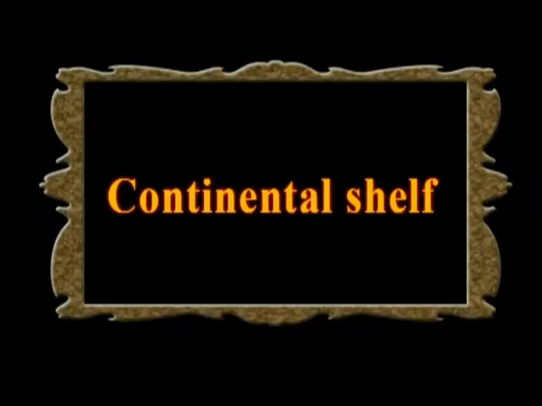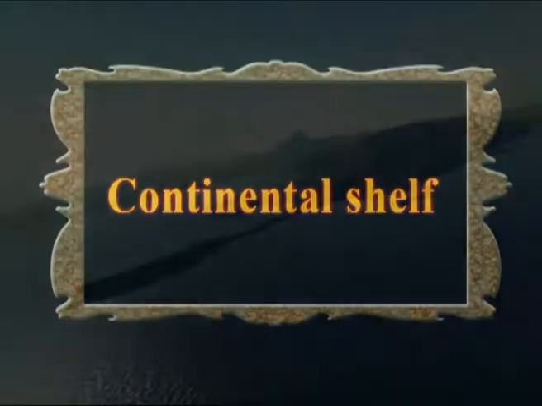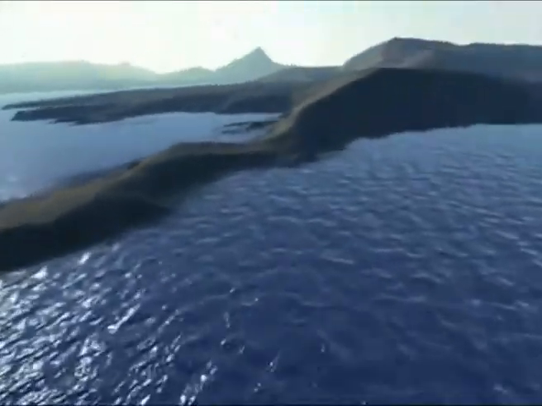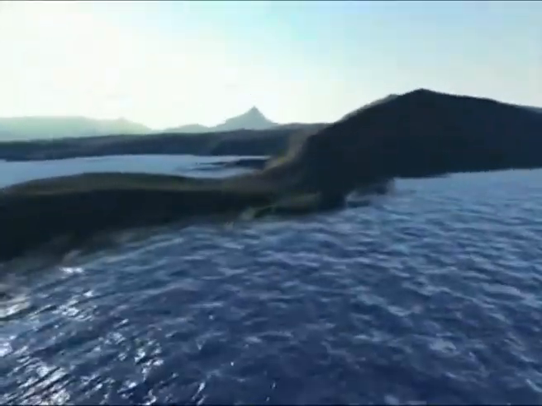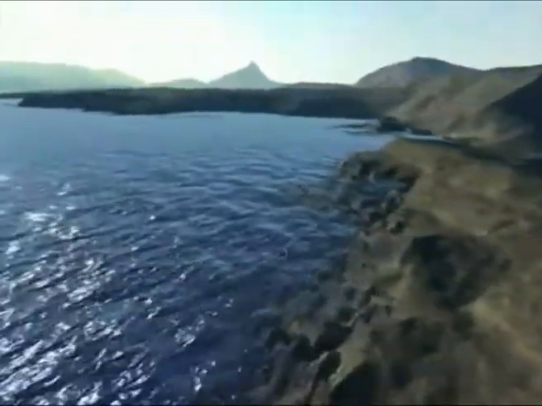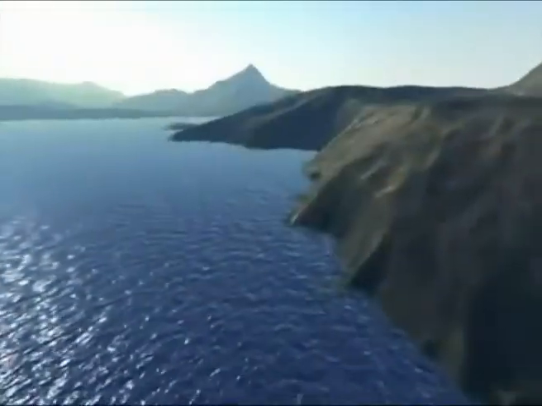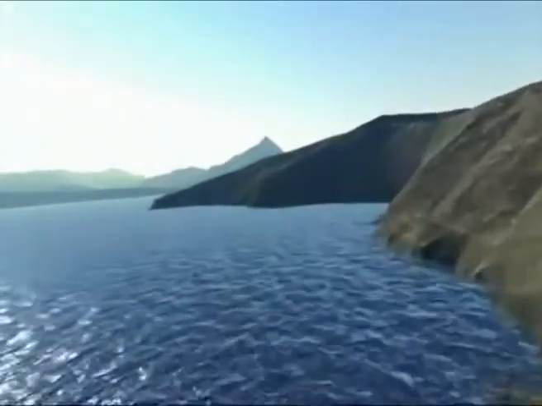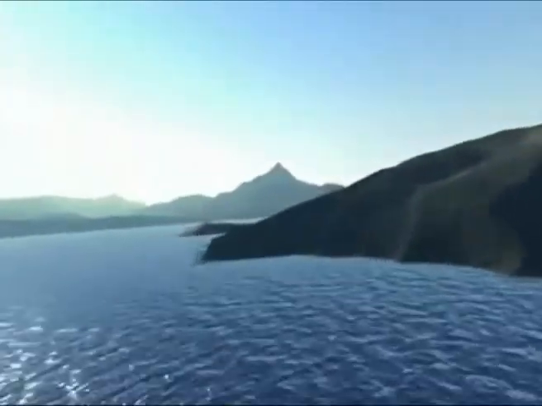Let us see the morphology of the oceans one by one. The first one is the continental shelf. Continental shelf is the first morphological unit of the oceans located adjacent to the coastline. It is an extension of the land beneath the ocean surface. The width of the shelf zone ranges from 60 to more than 1500 kilometers. The water depth of this region may go up to 150 meters.